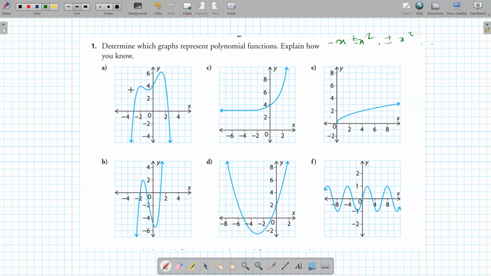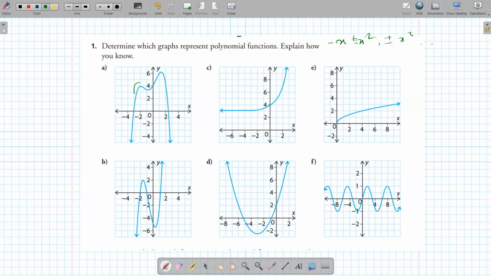Okay, I'm going to give you a hint, okay? Yes, it is a polynomial function. A is. How do we know that? Look at the domain. The domain of a polynomial function can be everything, right? See, these lines extend indefinitely to negative and positive infinity on the x-axis.